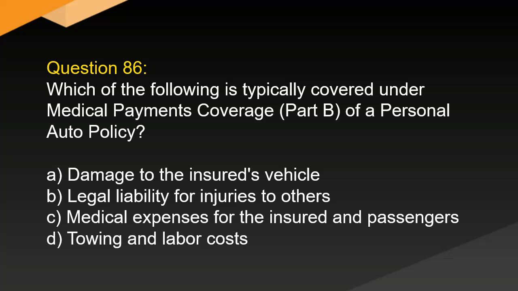Question 86. Which of the following is typically covered under medical payments coverage, Part B, of a personal auto policy? A. Damage to the insured's vehicle. B. Legal liability for injuries to others. C. Medical expenses for the insured and passengers. D. Towing and labor costs.